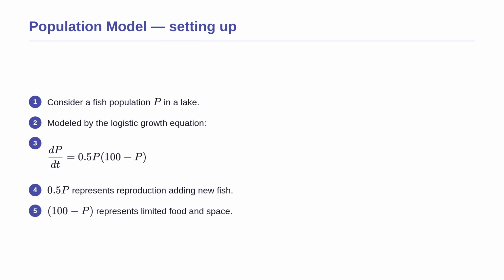The first part represents the fish reproducing. The second part, in parentheses, represents the limited food and space in the lake. As the population gets closer to 100, this part shrinks, slowing down the overall growth rate. We need to find all the equilibrium points where the number of fish remains perfectly stable.